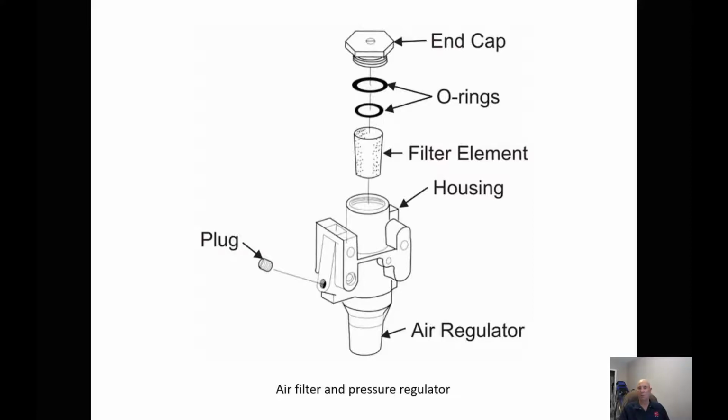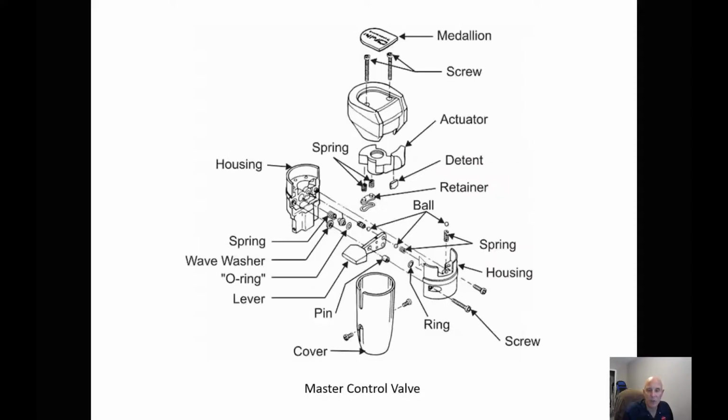So something simple as putting a pressure gauge on and seeing what the outlet pressure is. So again, understanding how the system works will help you to troubleshoot it. So off of our filter regulator, again, it goes to the slave valve, and then from the slave valve it goes up to our master control valve.